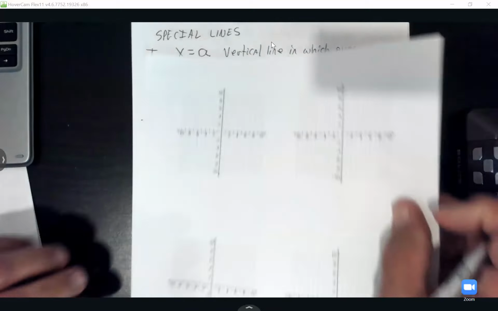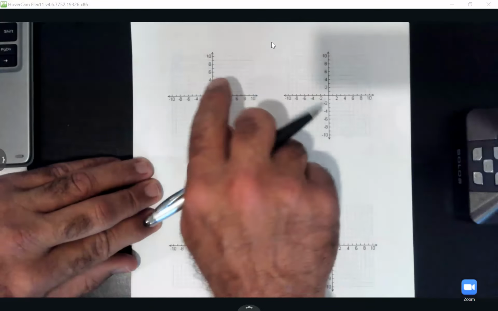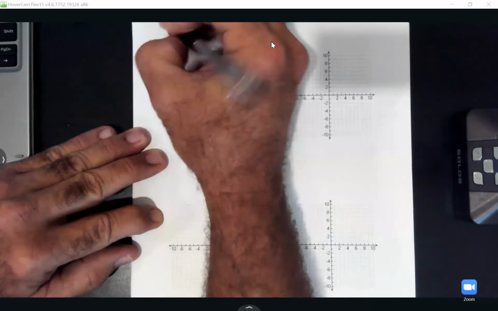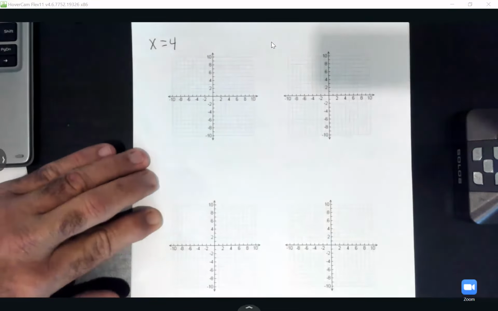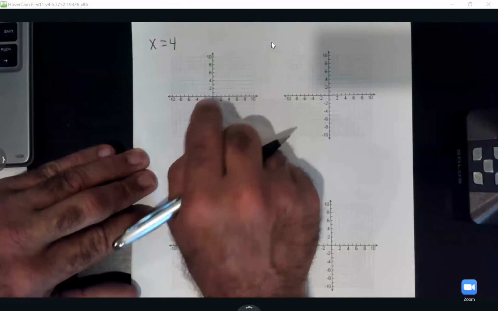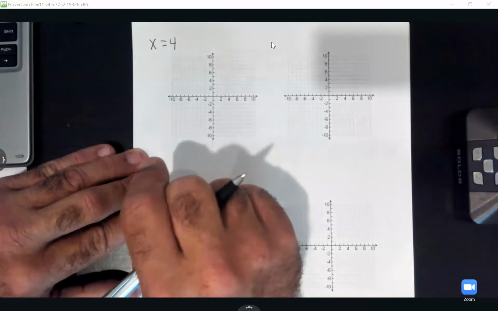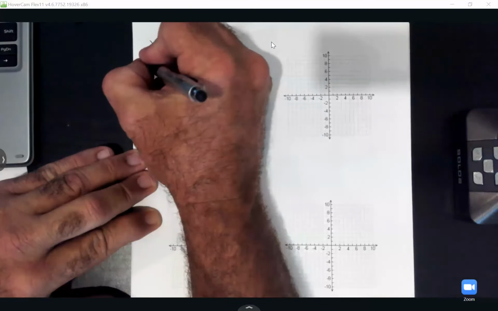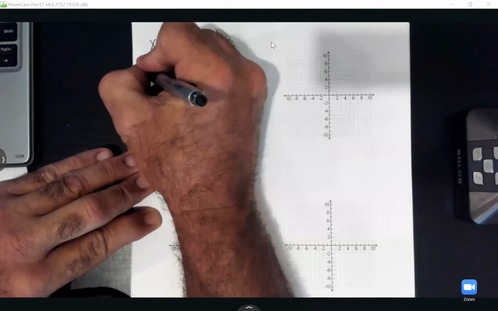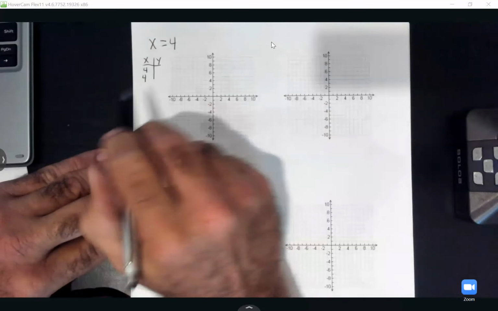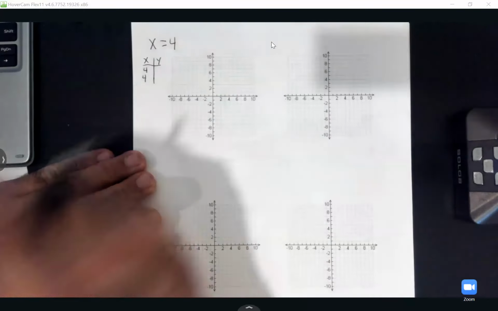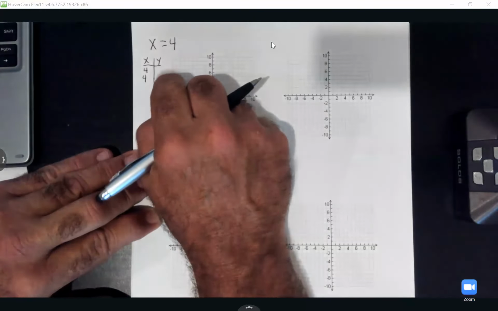So let's plot some of these. So y'all, for my first one, I'm going to do x equals 4. They want me to graph these and figure out what the slope is, okay? So if I was going to graph this on a table, I need 2 points. Both of my x values would have to be 4. Now, I can pick any numbers in the world for my y values.